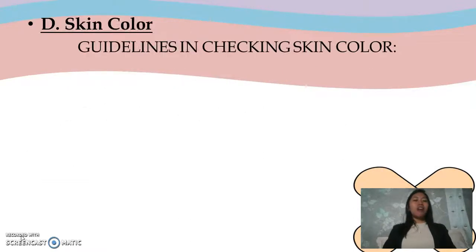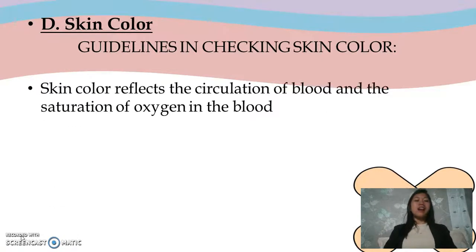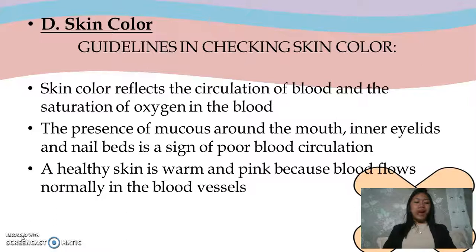D. Skin color. And there are guidelines in checking skin color. First, skin color reflects the circulation of blood and the saturation of oxygen in the blood. The presence of mucus around the mouth, inner eyelids, and nail beds is a sign of poor blood circulation. A healthy skin is warm and pink because blood flows normally in the blood vessels.